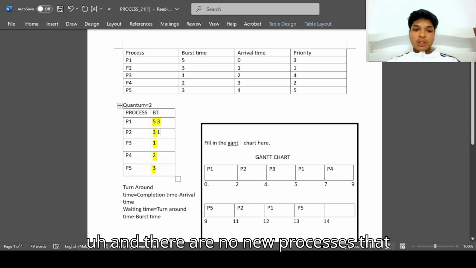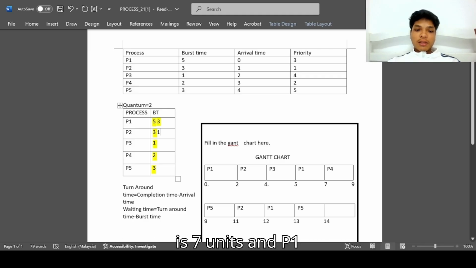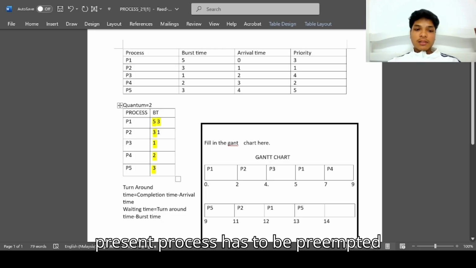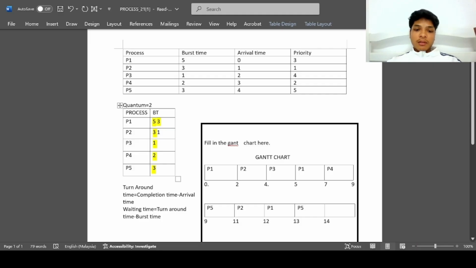And there are no new processes arriving. Now the next unit of time is 7, and P1 was using the CPU for 5 up to 7. 2 units, that is a time quantum, is complete. The present process has to be preempted.